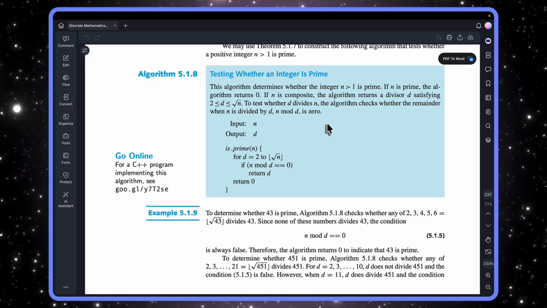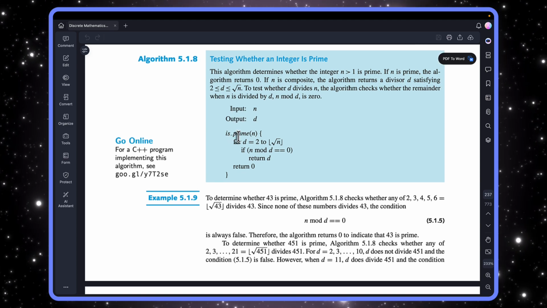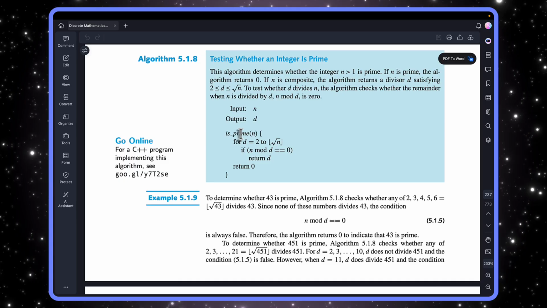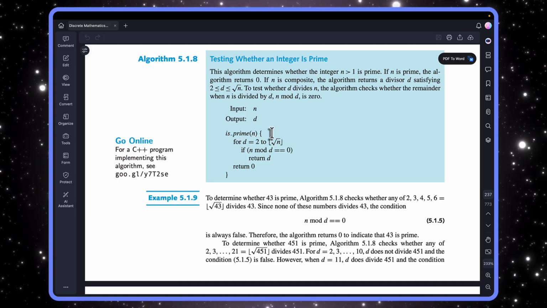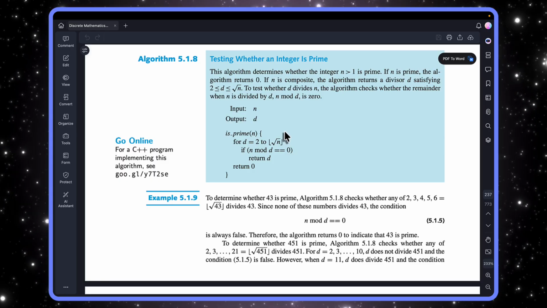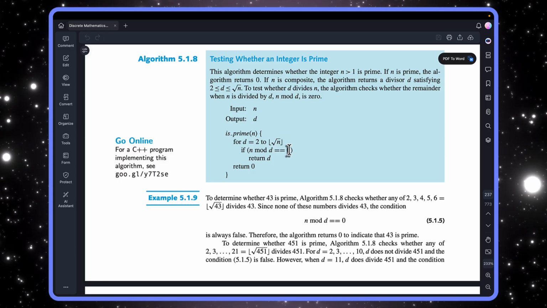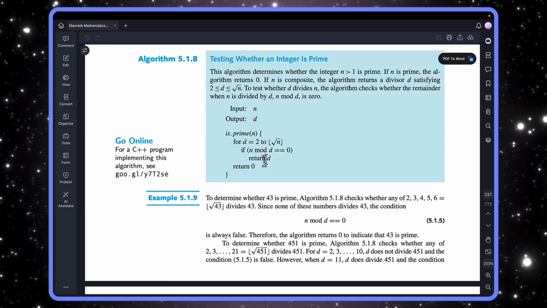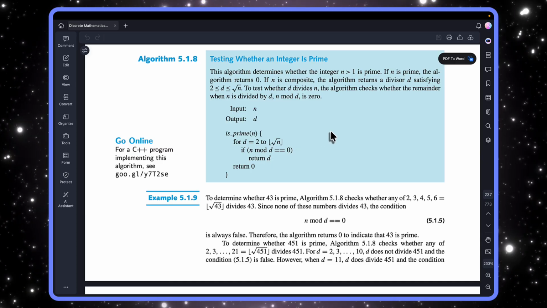Okay, so let's check it out. The program is prime n. For d equals 2 to the integer just before the square root of n, if n mod d is 0, then we return d, okay? And that does it. So you check through, and that's how you do it.